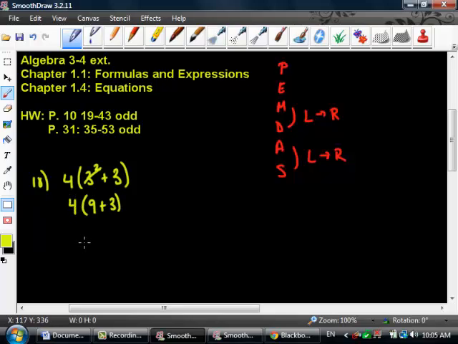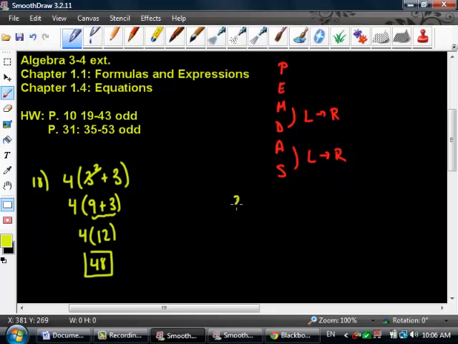Whatever I don't use, I'm going to just bring down. I didn't use the 3, I didn't use the 4, I didn't use the parentheses. 9 plus 3, because I still got parentheses going, I'm going to do the inside of those. 9 plus 3 is 12. And then I'm going to bring down the 4 because I didn't use it. 4 times 12, anyone want to throw the final ball at this one, Max? 48, and that is the correct answer. All right.